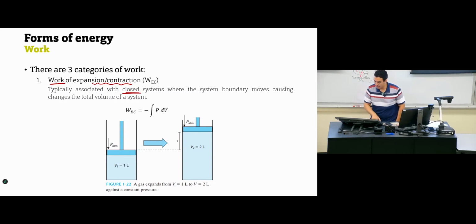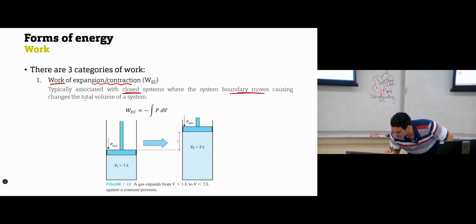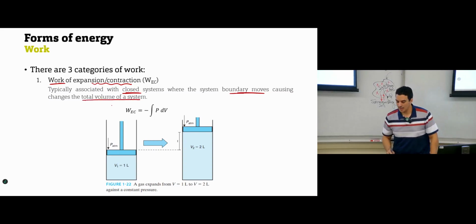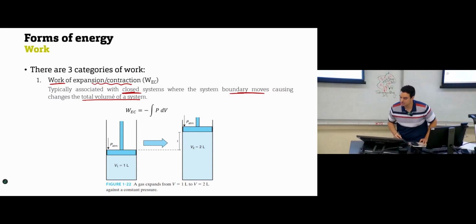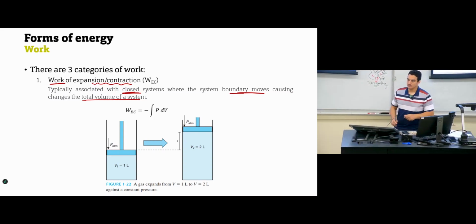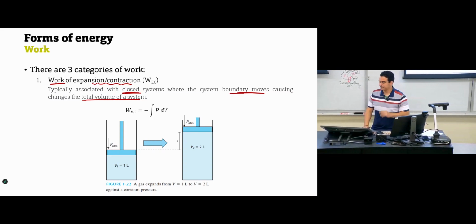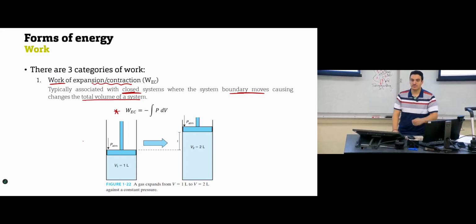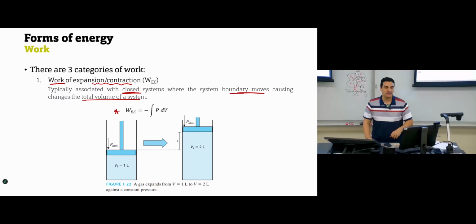So the first type of work is work of expansion and contraction. Here we have movement happening to the boundary, and it appears as a change in the total volume of your system. Again, this happens in a closed system. Okay. And the equation that we use to calculate the work of expansion and contraction is negative integration of P dV.